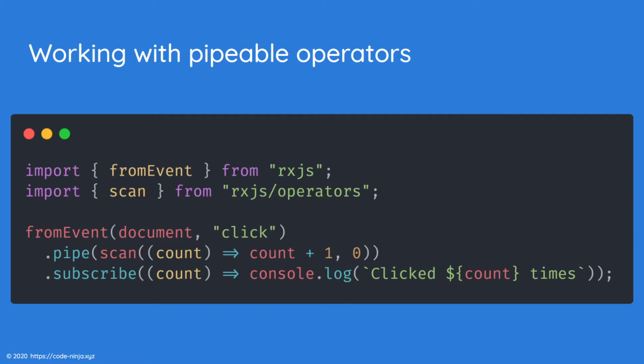Here we see an example of a pipeable operator in use, the scan operator. The scan operator works similar to the array reduce method in JavaScript. It takes a seed value of 0, which is set to the variable named count, and each time the observable emits a value, it will increment this count value and pass the count value to the observer.